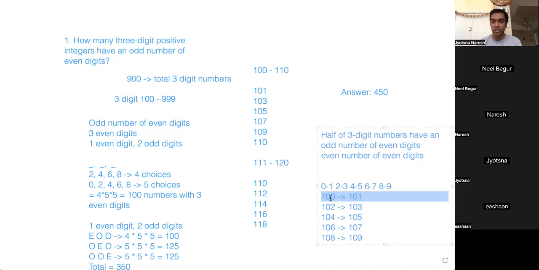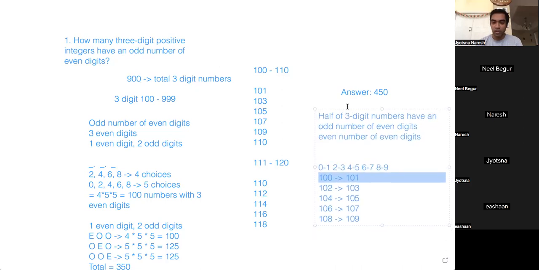Because I know when I switch the last digit from 0 to 1, I must go from an odd number of even digits to an even number of even digits, or vice versa. Does that make sense? Not really. How does it get to odd number of even digits and even number of even digits when we're looking for an odd number? Okay, so let's say 100 has an even number of even digits, right?